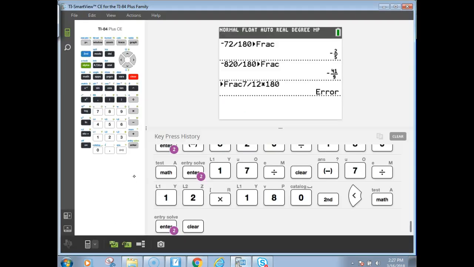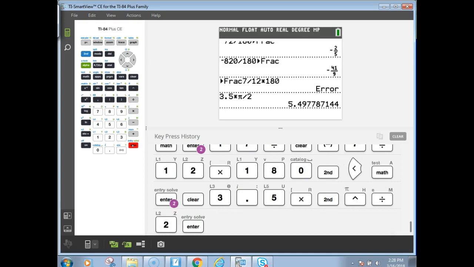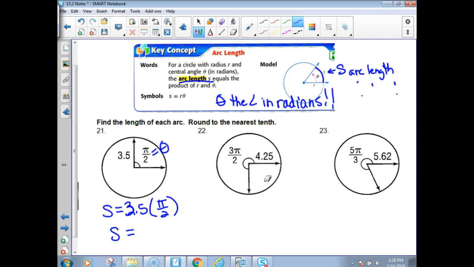Do you have a pass? I need to see it. 3.5 times pi. You have to hit the second button, then divided by 2. And that's 5.5. Thank you. 5.5 what? Did you have to sit and wait? 5.5, and this is just in units. I didn't get given anything.